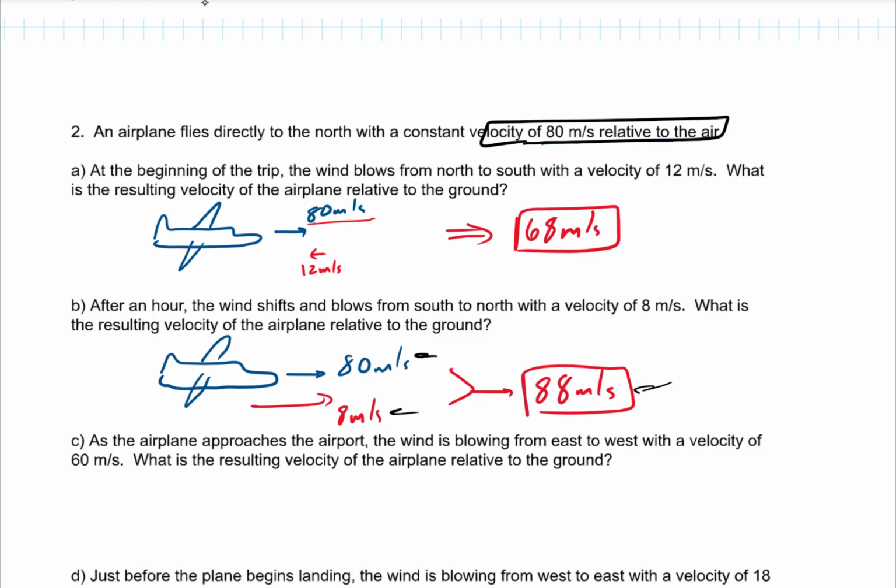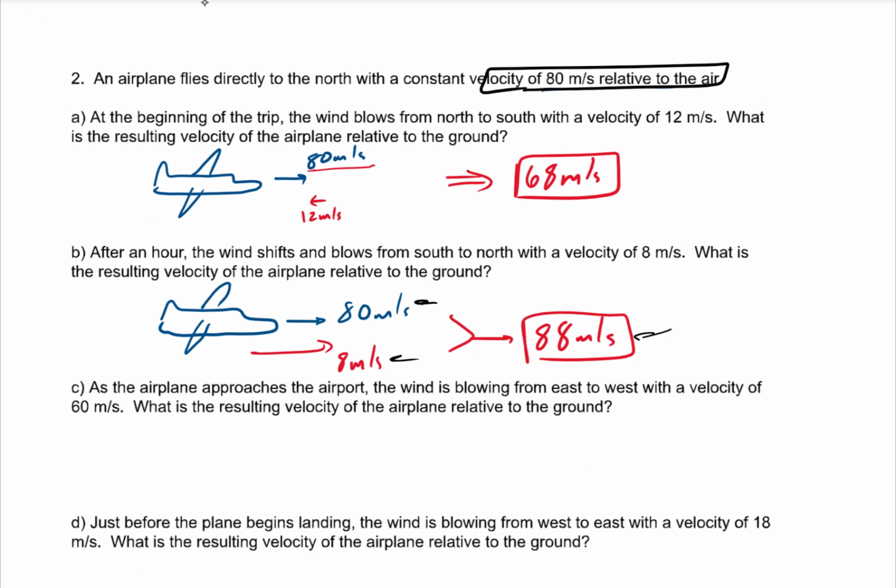As the airplane reaches the airport, the wind is blowing from east to west with a velocity of 60. What's the resulting velocity of the airplane with respect to the ground? So the airplane is going 80 north. The wind is blowing it 60 towards the west. This is going to be the resultant velocity of the airplane.